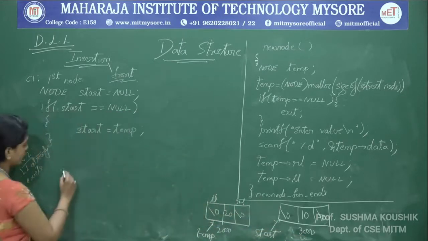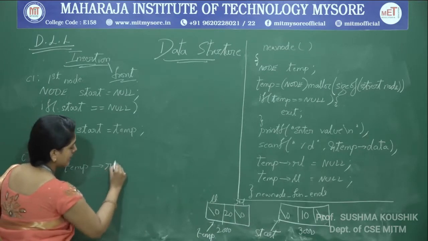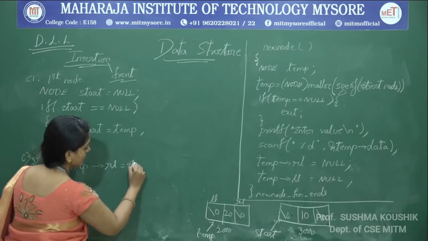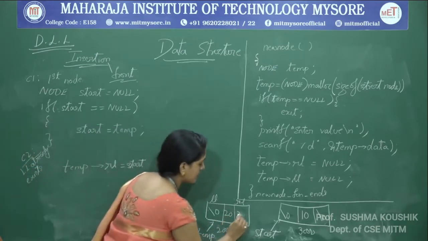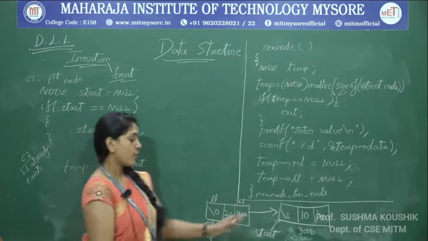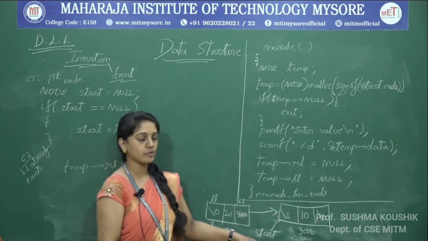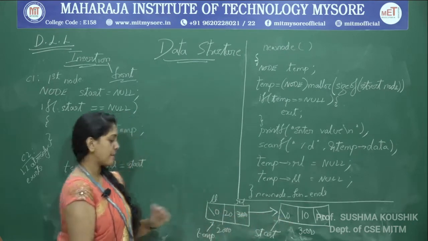So what is the code which we write? Temp of RL is equal to start. What does start have now? 3000. So temp of RL will become 3000, therefore the link is established. Now what is the next modification which we have to make? Start of LL should be equal to temp.